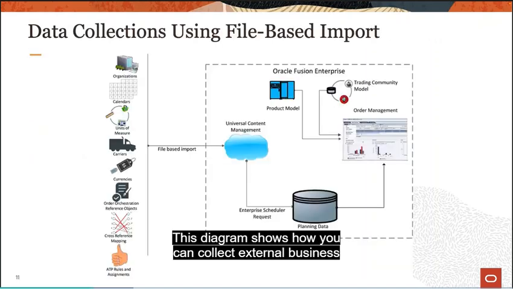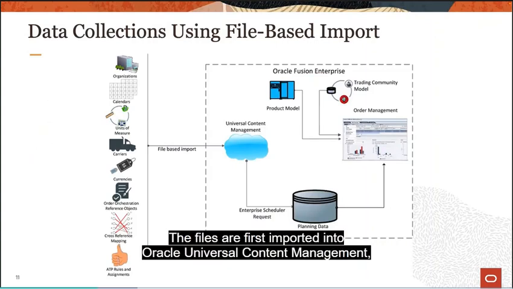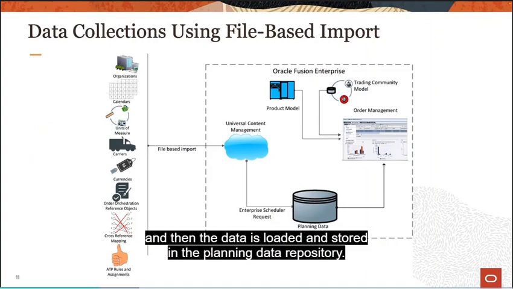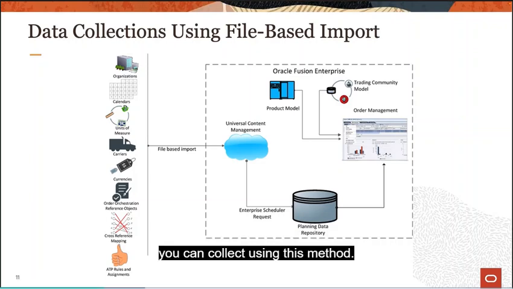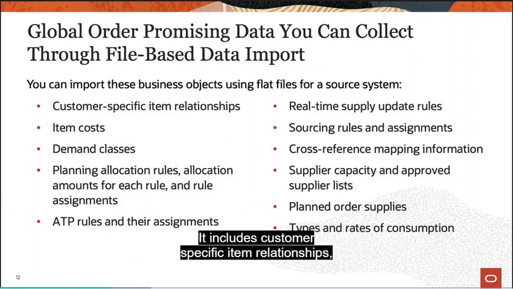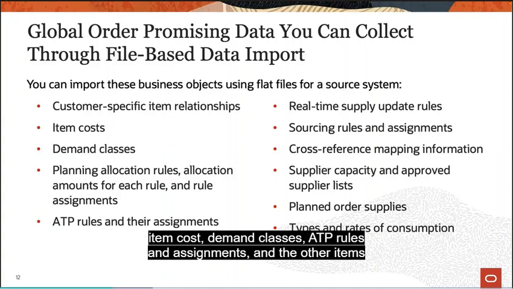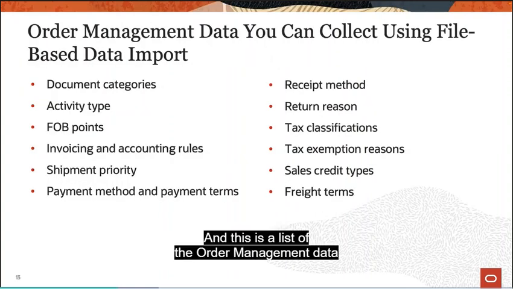This diagram shows how you can collect external business objects using file-based data import. The files are first imported into Oracle Universal Content Management, and then the data is loaded and stored in the planning data repository. On the next 2 slides, we'll review the specific business objects you can collect using this method. For review, here is a list of the business objects you can import into a source system for order promising purposes. It includes customer-specific item relationships, item cost, demand classes, ATP rules and assignments, and the other items you see listed here.